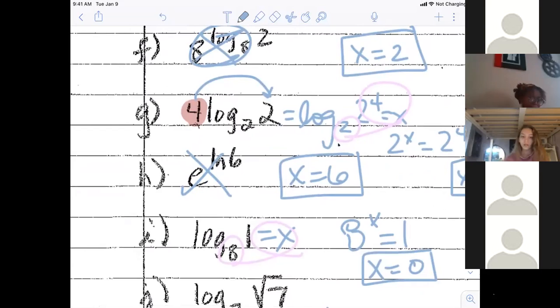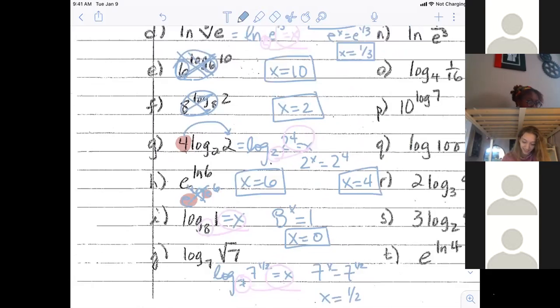Letter H is one of those where I'm raising a number to a power, and in that power I've got an exponent. Since it says e raised to the ln of 6, that's the same thing as e raised to the log base e of 6. When these match, they cancel each other out because they're inverse operations, and we're left with just 6. Does that help? Yeah, thank you. You're welcome. I just know that if the base of the number and the base of the log are the same, they cross out.